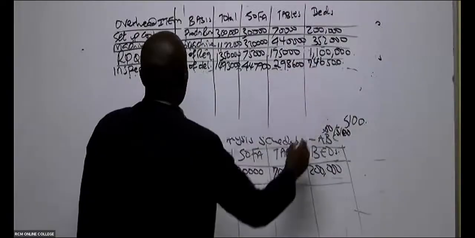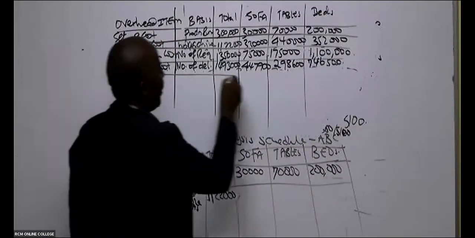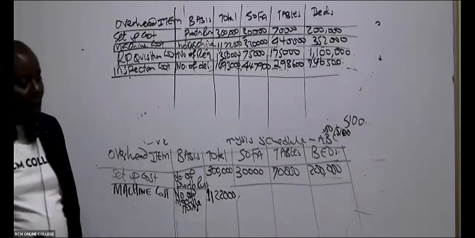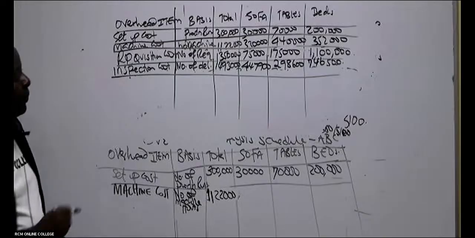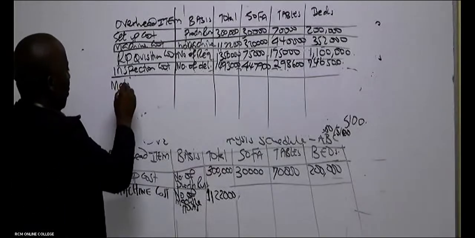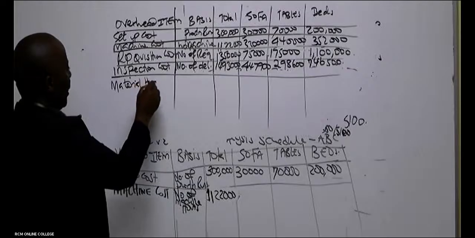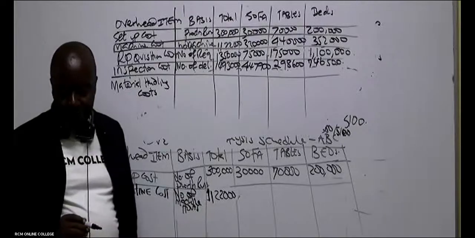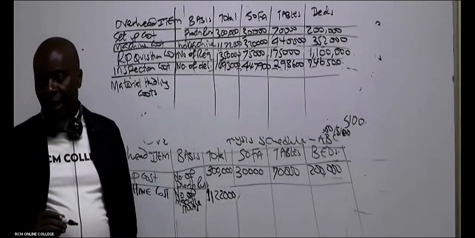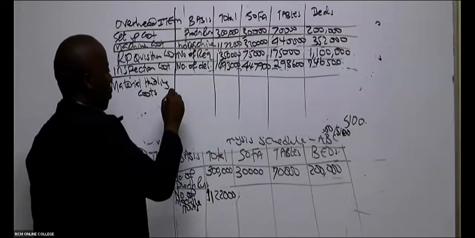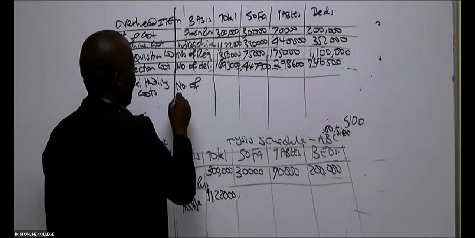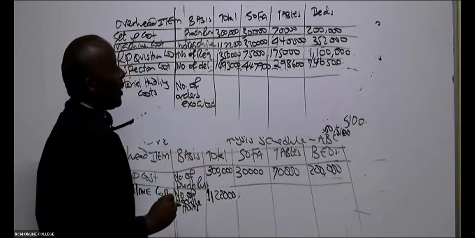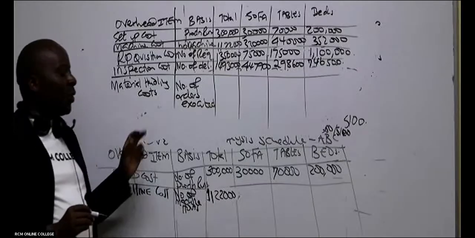So we take on the next one, which I hope is the last one. So the next one is known as who? Material handling costs. Have they given us a criteria for apportioning? What is it? Number of orders executed. So number of orders executed, how much is the material handling cost?